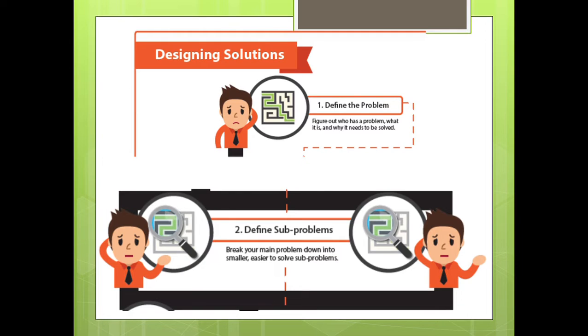Step number 2, define subproblems. Break your main problem down into smaller, easier to solve subproblems. Sometimes you have a quite big problem that might not really have a clear solution. But once you break down this huge problem into subproblems, it's easier to focus on small pieces. And after a while, if you have solved several of those subproblems, it's possible that you have a clear idea on how to solve the main problem.